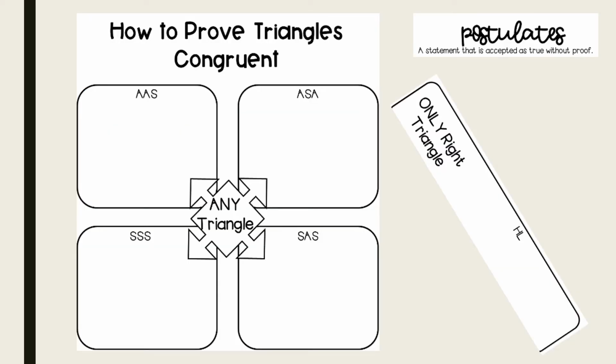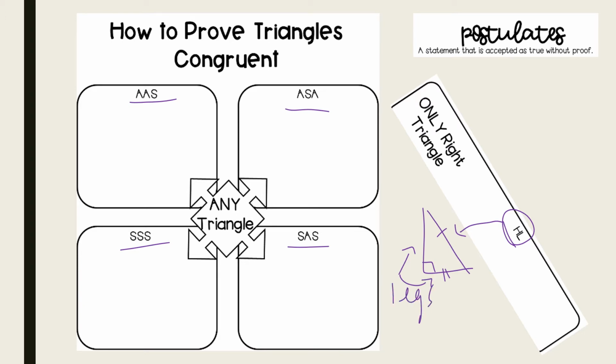So remember that these postulates, and then there's another one, HL. These 5 shortcuts or ways can be used for any triangle except for HL, which obviously can only be used on a right triangle because HL, hypotenuse, leg. So hypotenuse and one of either that leg or that leg. Both of these are legs, and you'll see.